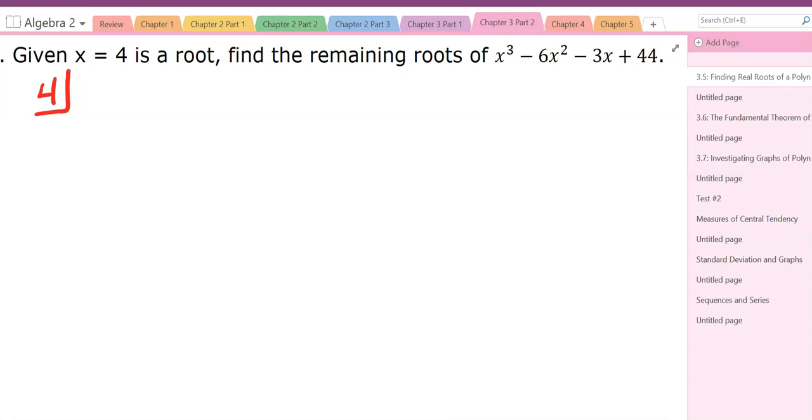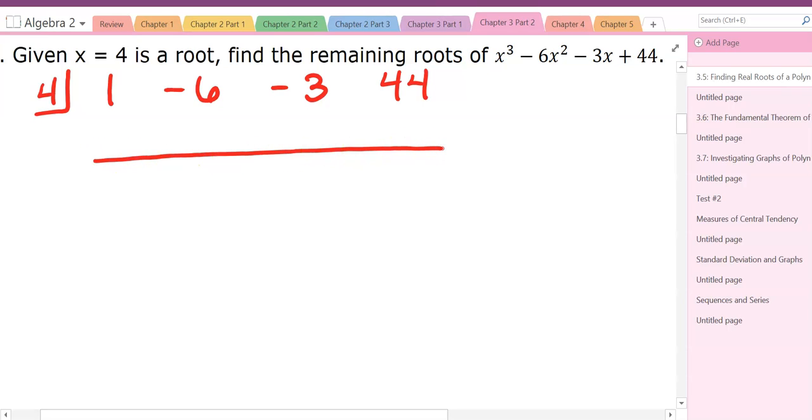What are my coefficients for this problem? Make sure with the 6 and the 3 you have negatives in front of them. Now this one doesn't skip over a term, it goes x to the third, x squared, x, and then a number. So you don't need any zeros for this one. Remember we should get a 0 at the end here. That lets us know that we did it right.